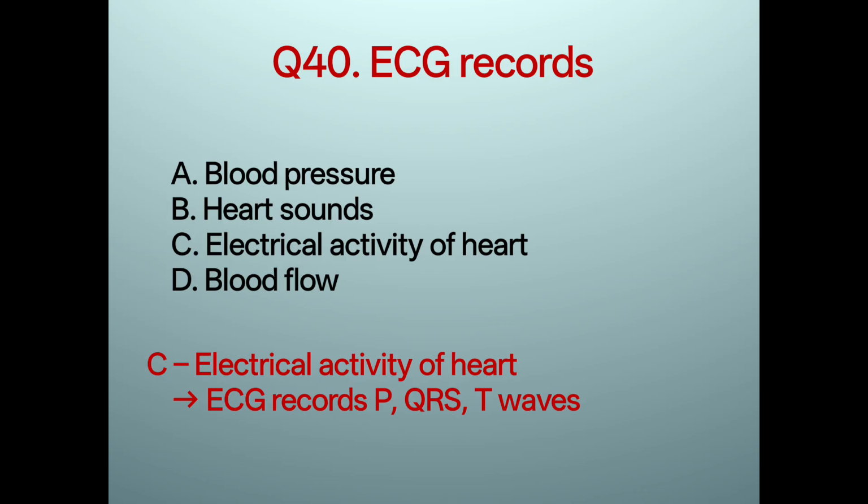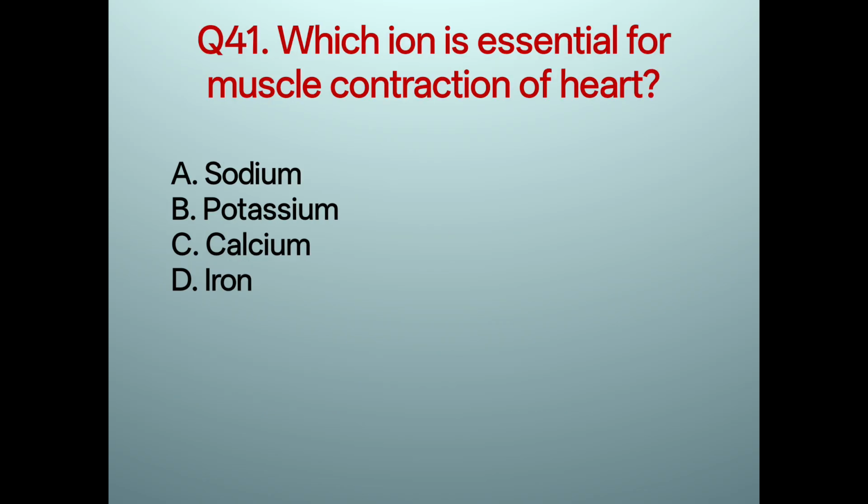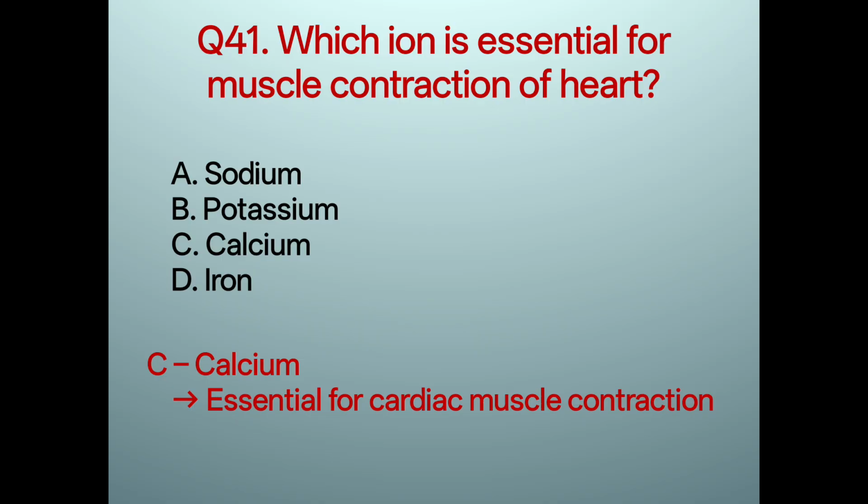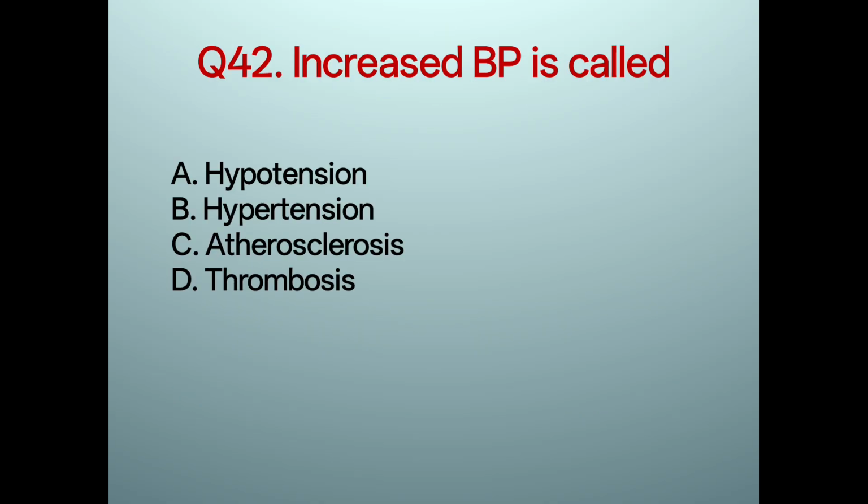Pause for a moment. Take a deep breath. Exhale slowly. Let's continue. Which ion is essential for muscle contraction of heart? Sodium, potassium, calcium and iron. The correct answer is calcium, essential for cardiac muscle contraction.